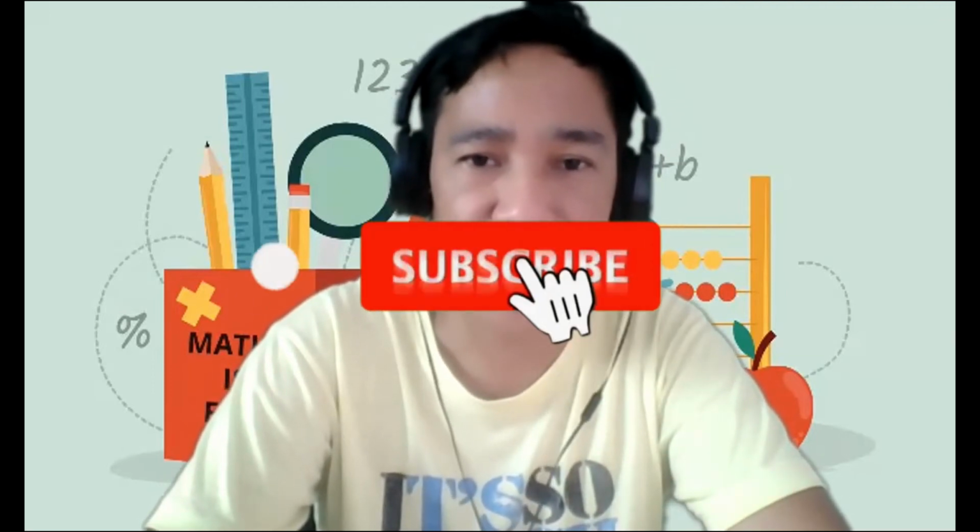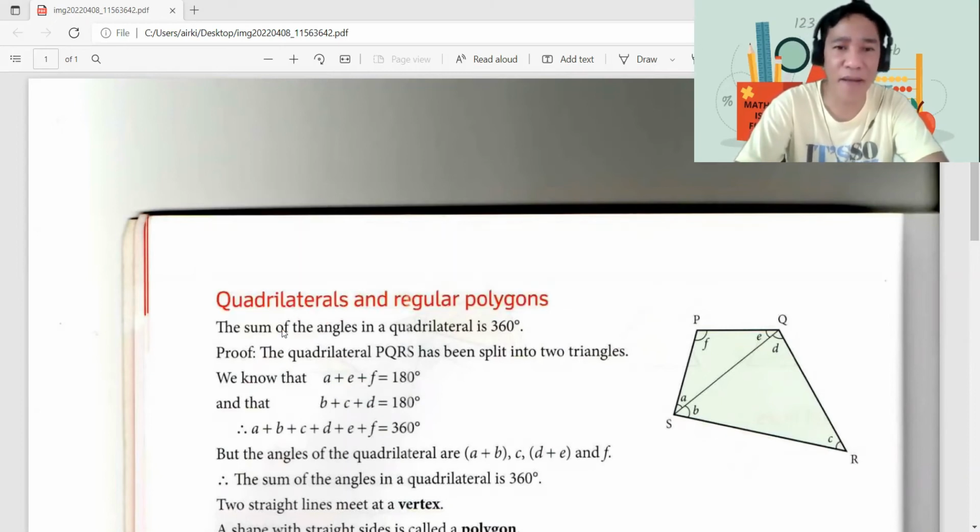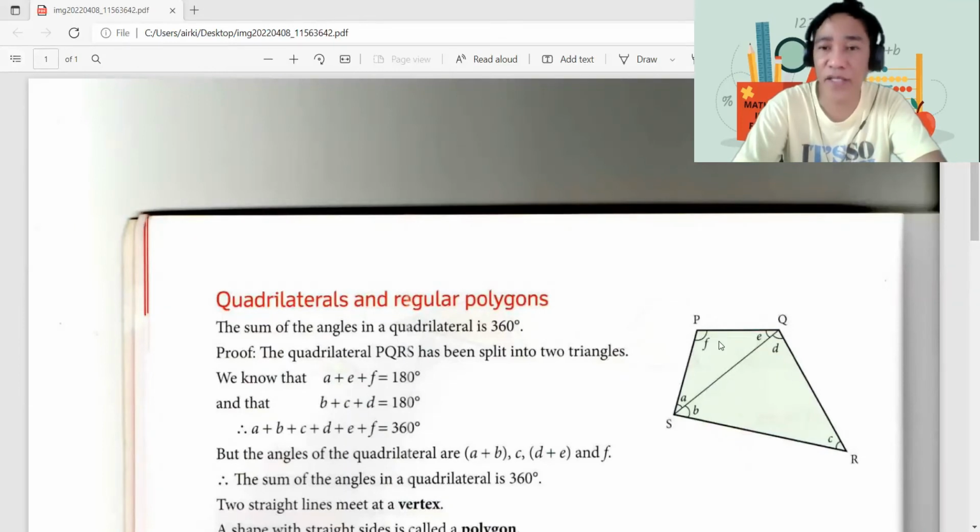Today we're going to learn about quadrilaterals and regular polygons. So we all know from the previous lessons that the sum of the angles in a quadrilateral is 360 degrees. In this example, PQRS is a quadrilateral that has 4 sides.